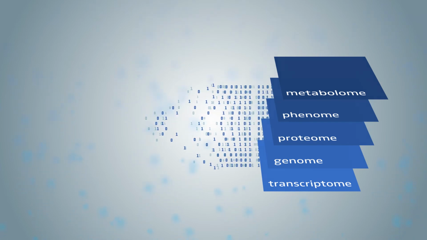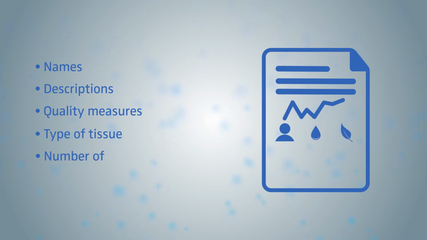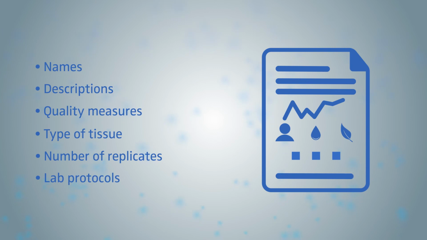This is the core information that describes your sample, and it includes sample names, for example the label on the sample tube, sample descriptions, the quality measure or measures taken, which type of tissue your sample derives from, and how many replicates are available, which lab protocols or machines were used to prepare it, and many more.